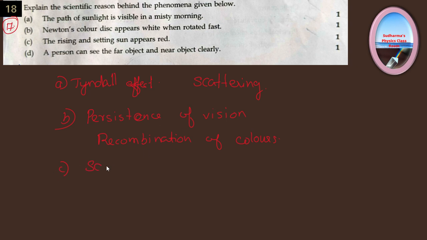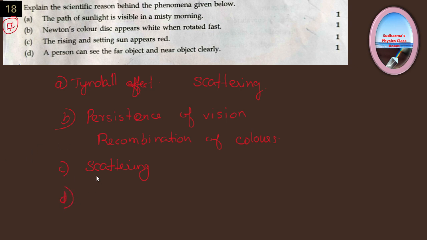Now, the rising and setting sun appears red. That's again because of scattering of light, so you have to explain scattering, okay? Explain the scientific reason behind the phenomena given below. Rising and setting sun appears red because during sunrise and sunset, the light has to travel a large distance to reach the observer. So what happens when it takes much time to reach the observer? All the lower wavelength region of the light will be scattered, and the remaining color will be the higher wavelength region, that is the reddish region of the spectrum. That is why we see the sun as red in color.